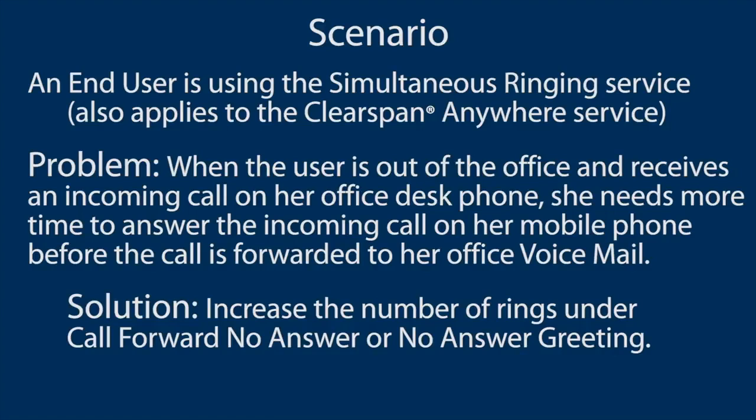The problem is that sometimes my user can't answer their mobile phone within the default number of rings, which is usually 3. So in this tutorial, I'm going to increase the number of rings from 3 rings to 5 rings before an incoming call is forwarded to voicemail.